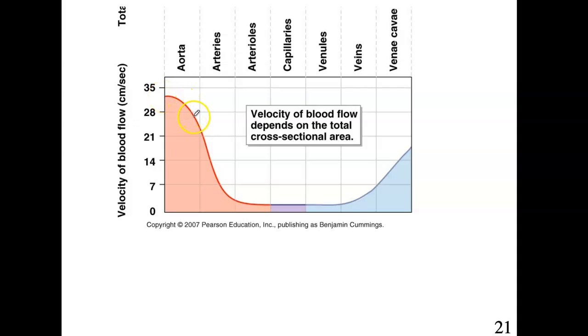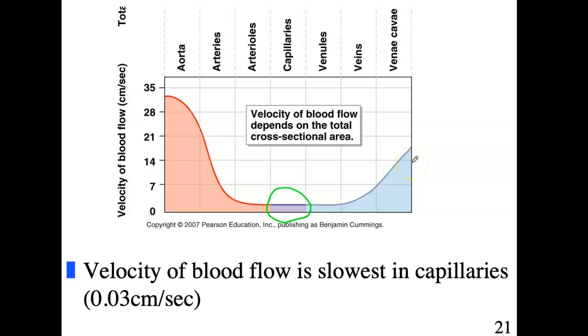And as it starts to get narrower and smaller, the velocity is going to drop. And it's going to be lowest here in the capillaries when exchange has to happen. And then you start to group little veins into bigger veins. They join up together again, and the velocity will go back up again. That velocity is about 0.03 centimeters per second. Very slow, as opposed to the 30 that we started with.